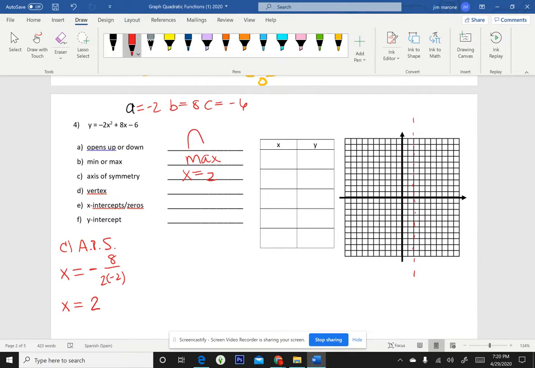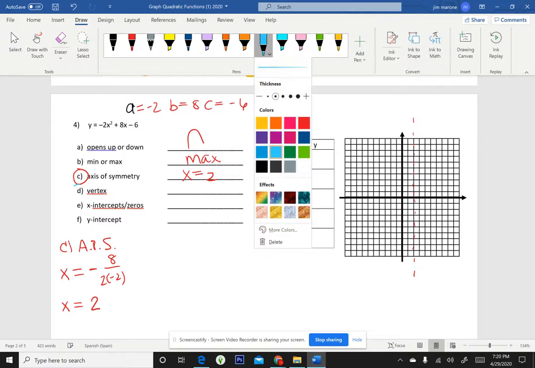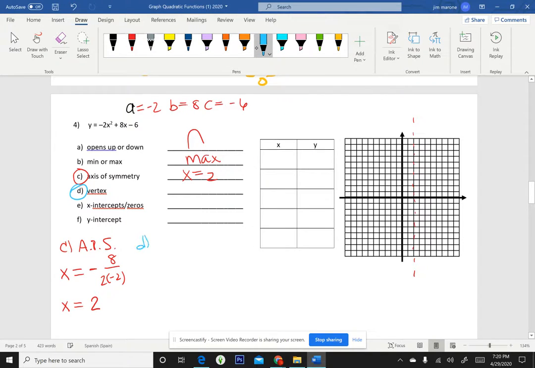For part D, I'm going to find the vertex. Part C, I found the axis of symmetry, and part D, I'm going to find the vertex. It's when I substitute 2 into the equation, so be very careful. And again, this is 7th grade math here. We should all know how to do that.